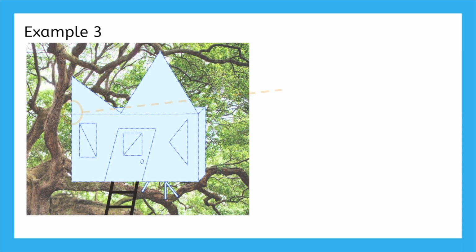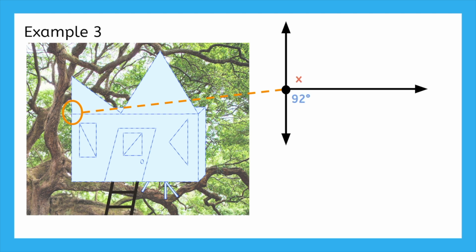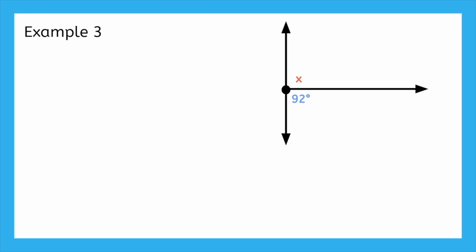How about the angle where the roof meets the wall on the left side? The upper angle is our unknown angle, so we can label that x. We know that the lower angle is 92 degrees. Our equation should follow the part plus part equals whole format. Well, our two parts here are 92 and x. What's the whole here? Yep, it's 180 degrees because the angles are supplementary. So our equation is 92 plus x equals 180.